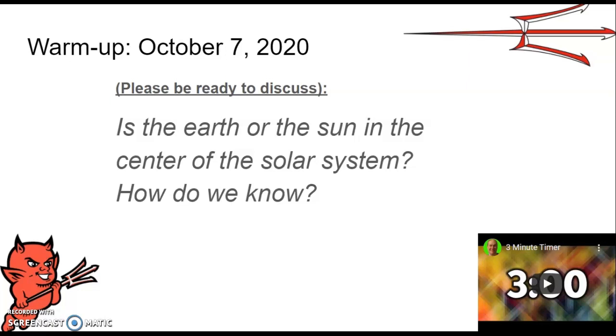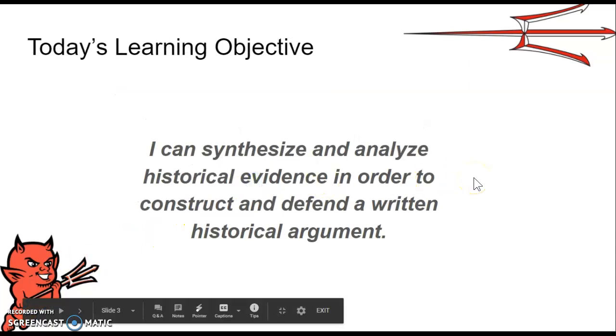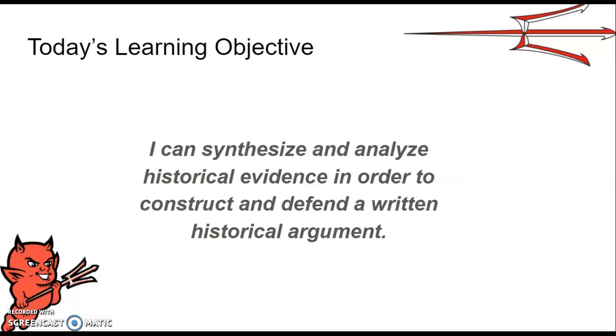A lot of people, in fact most people, felt that it was the other way around, that we were the center of the universe, that everything was revolving around us because we were Earth, right? So that's what we're going to be getting into today. The main thing that we're going to try to get out of this is to be able to synthesize and analyze historical evidence in order to construct and defend a written historical argument.